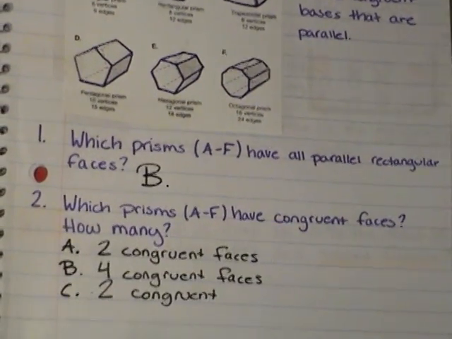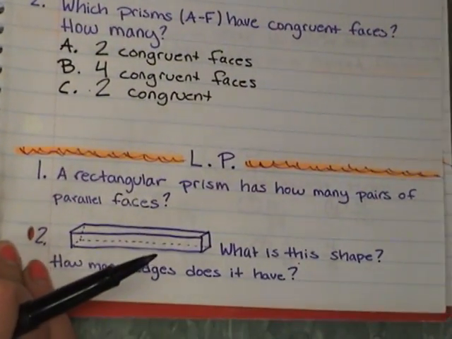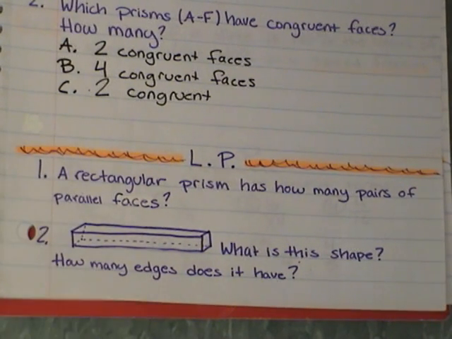All right. Here is your lesson practice. Number 1: a rectangular prism has how many pairs of parallel faces? And then 2, I drew a shape to the best of my ability. What is that shape? Use your little chart at the top to help you figure it out. And how many edges does it have? If you have to go back and look at your notes to remember what an edge is, do that, but you need to write down what the shape is and how many edges it has.